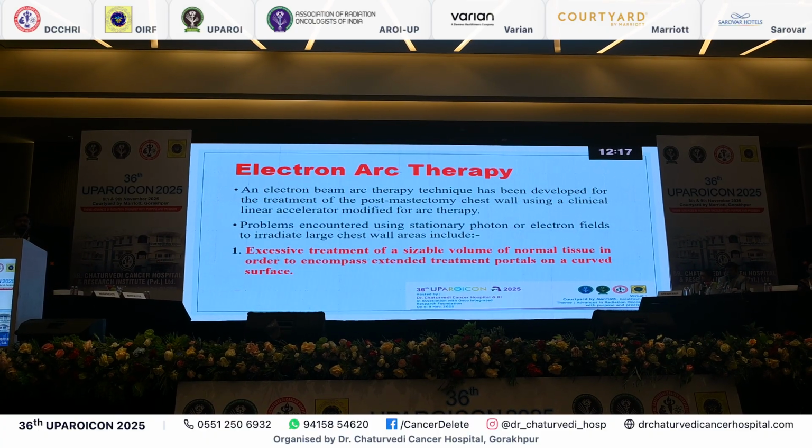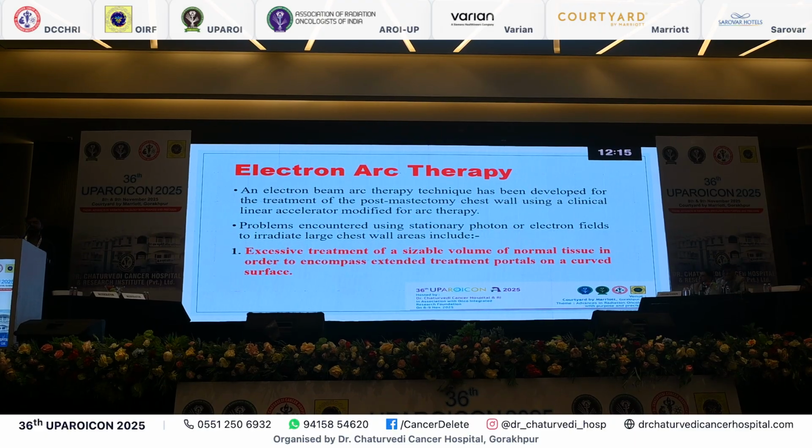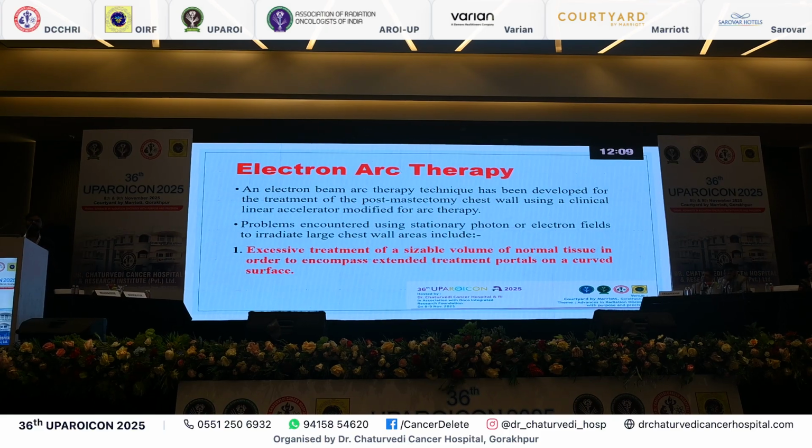What is electron arc therapy? An electron beam arc therapy technique has been developed for the treatment of the post-mastectomy chest wall using a clinical linear accelerator modified for arc therapy.